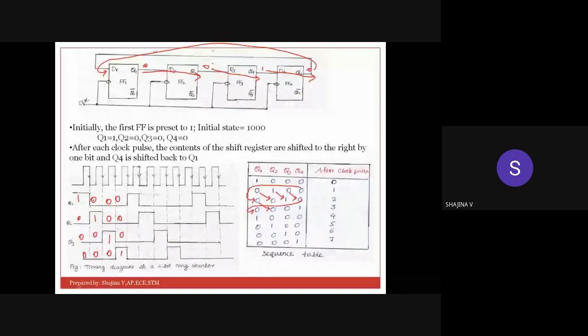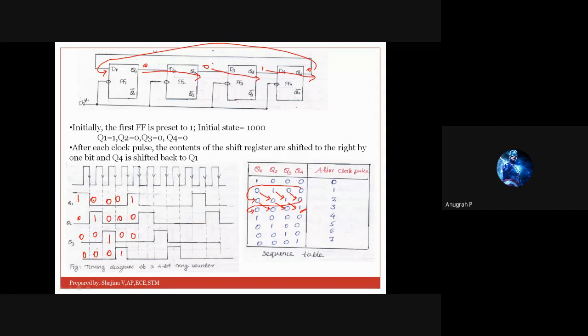Now what happens in the next clock pulse? You can see from here, Q4 is 1. So this Q4 is equal to the first clock. So Q1 changes to 1. And the previous Q1 value 0 is shifted to Q2, so Q2 is equal to 0.